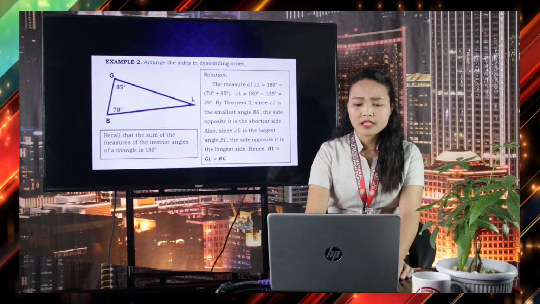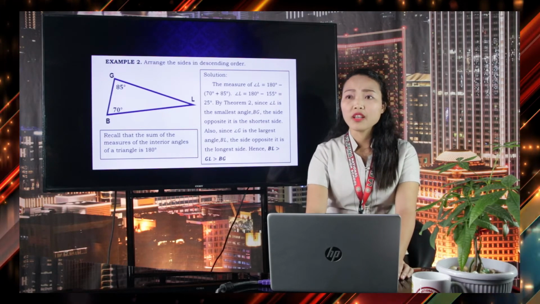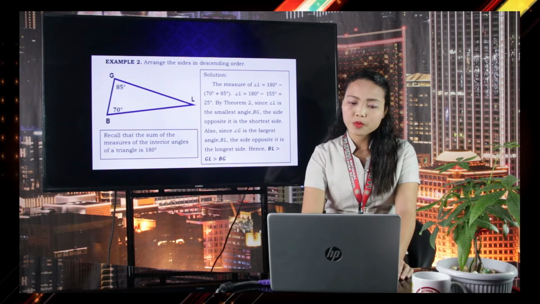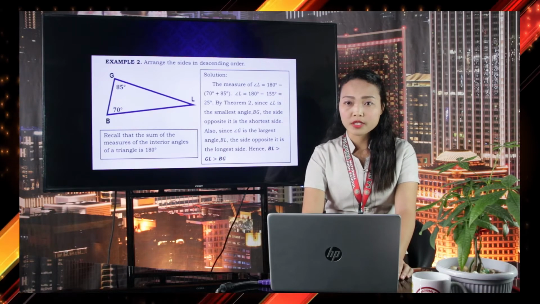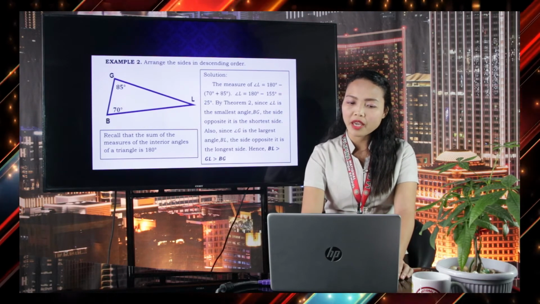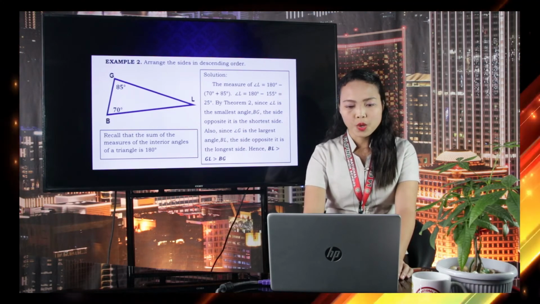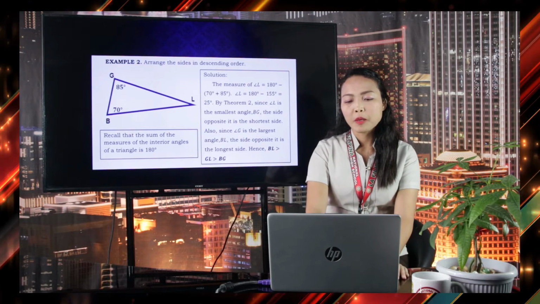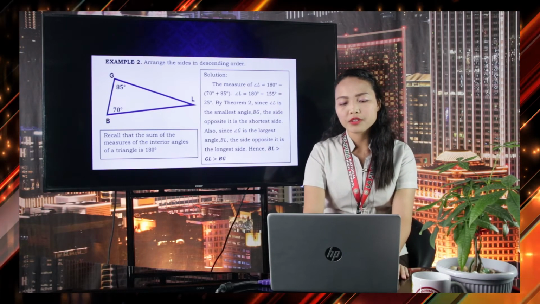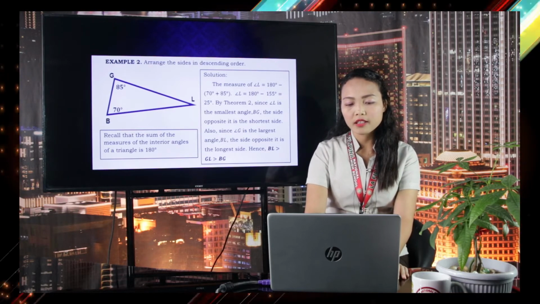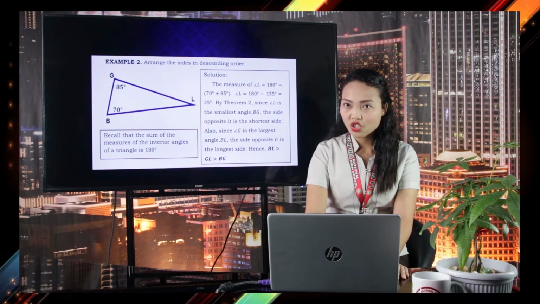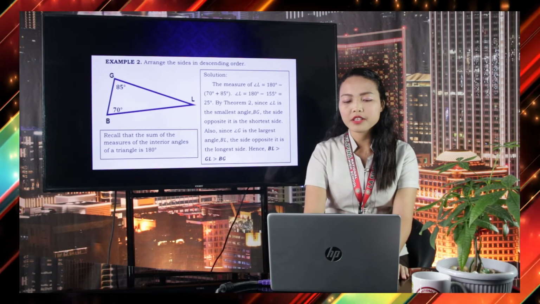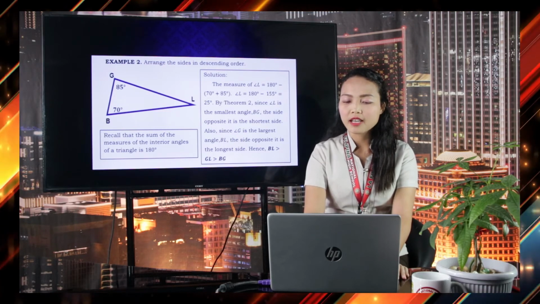As you have noticed, angle L is the smallest angle. Therefore, the opposite side is the shortest side, which is line segment BG. So we can arrange them in descending order: BL is greater than GL, then greater than BG. But you're going to read this one as GL is greater than BG but less than BL.